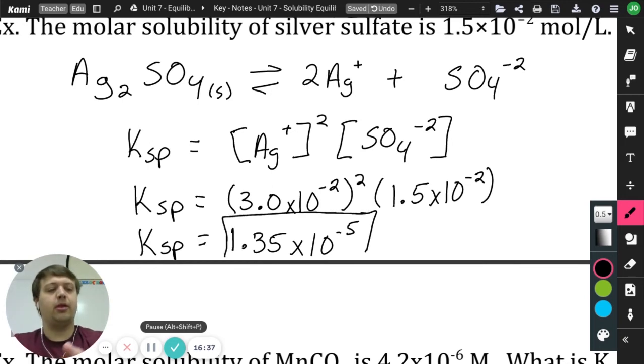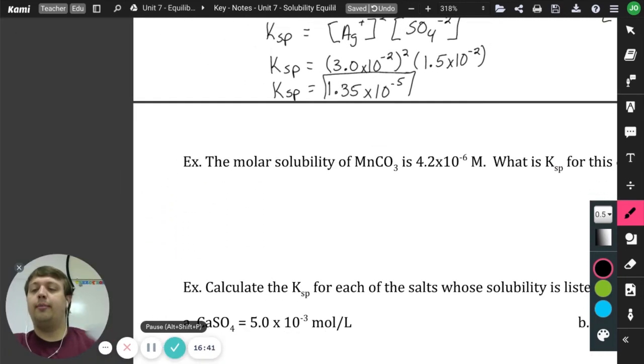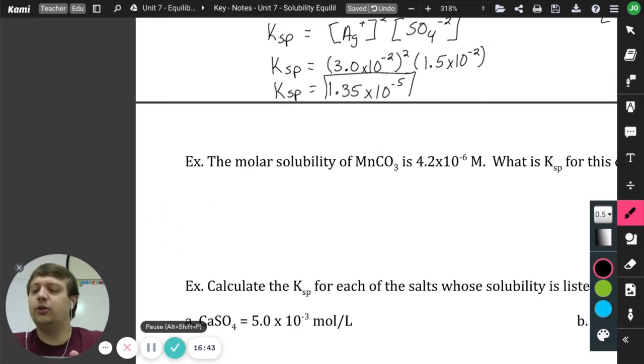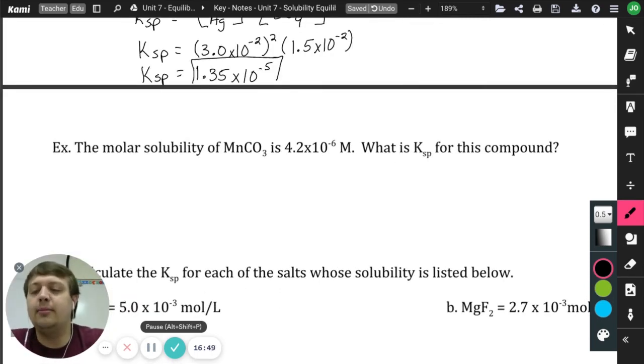Okay? All right. So now, based off of that, I actually want y'all to come in and give this next one a try. So it asks you to solve for the KSP of MnCO3. What is the KSP for MnCO3 given the molar solubility? So basically just what we did, but this time you're going to be working with a different compound. So go ahead, pause your video, solve that problem, and then we'll go over it.